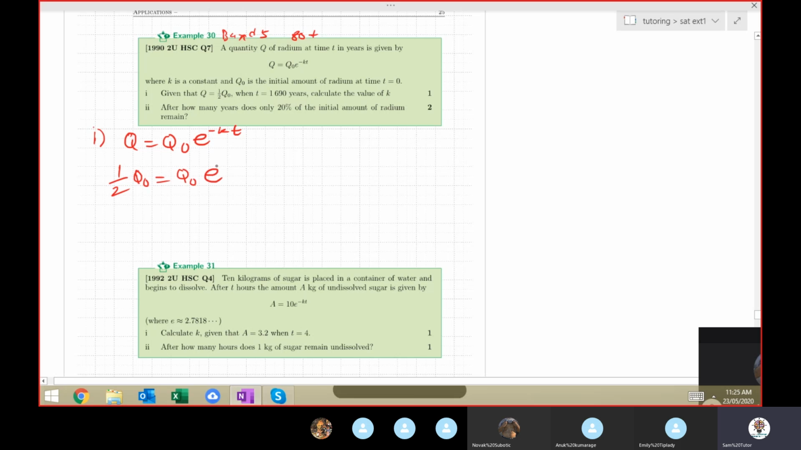Half Q0 equals Q0 e to the negative KT. Remember, you're trying to solve for K. T is 1690. I'll just rearrange that so it'll look a little bit nicer. There it is. We're trying to solve for K. What's the next thing I would get rid of? Trying to eventually get all the way up to here.